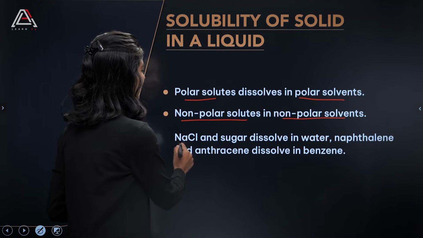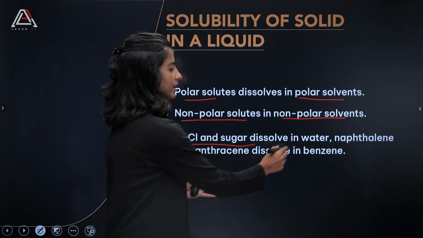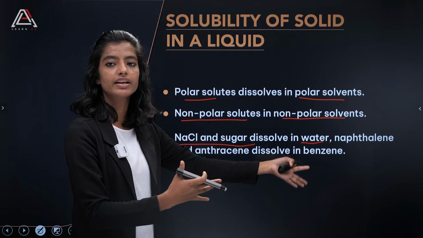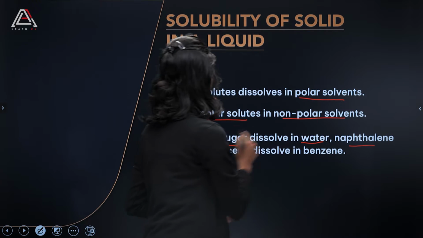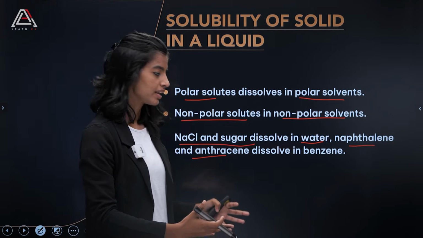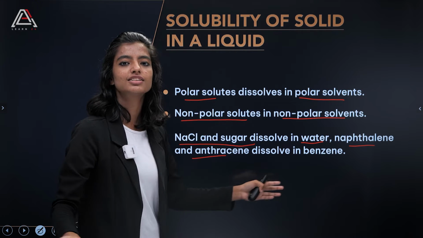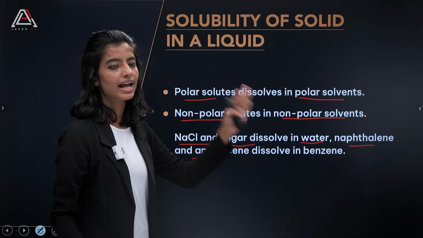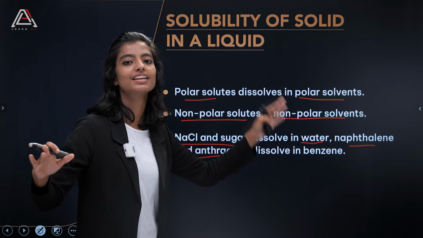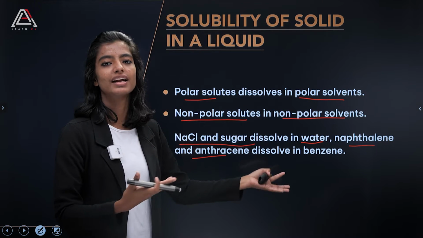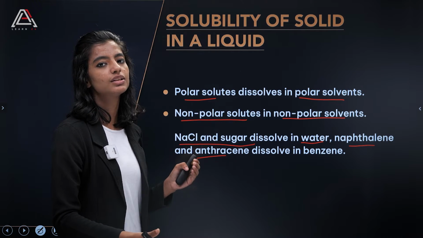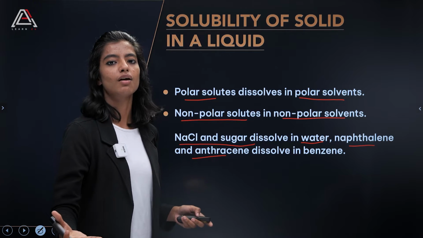For example, NaCl and sugar will dissolve in water because both are polar in nature. So, the solute will dissolve in the solvent. And naphthalene and anthracene will dissolve in benzene because both are non-polar in nature. NaCl and sugar will not dissolve in benzene because they are polar and benzene is non-polar. Likewise, naphthalene and anthracene will never dissolve in water because they are non-polar and water is polar. So, polar solutes only dissolve in polar solvents, and non-polar solutes will only dissolve in non-polar solvents.